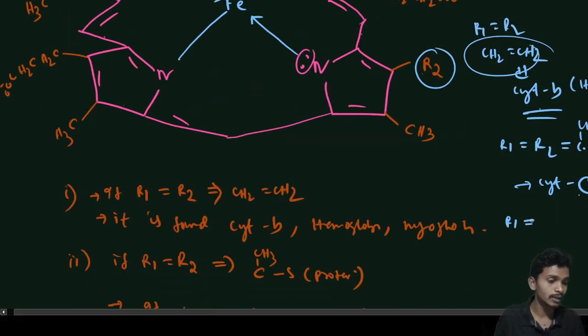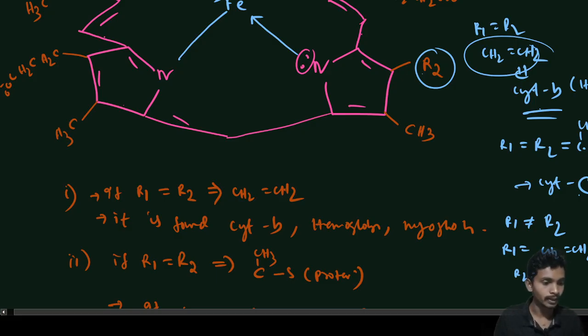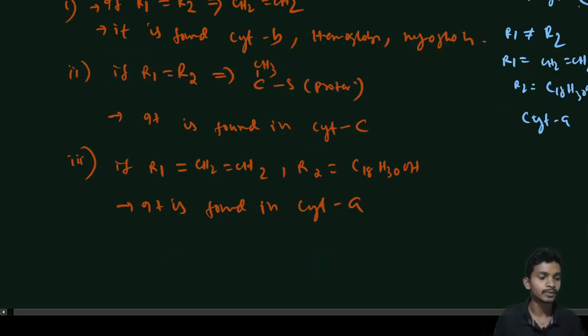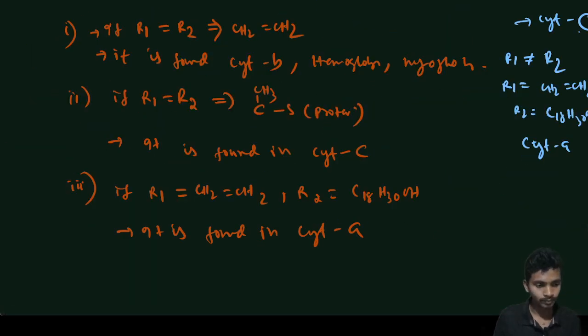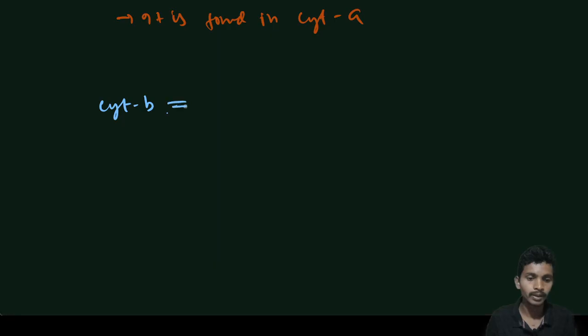And if R1 is not equal to R2, that is R1 is CH2 CH2 and R2 is C18H30OH, then that is found in cytochrome A. Okay, cytochrome A. So what we see here is cytochrome B, where R1 equals R2, that is equal to CH2.